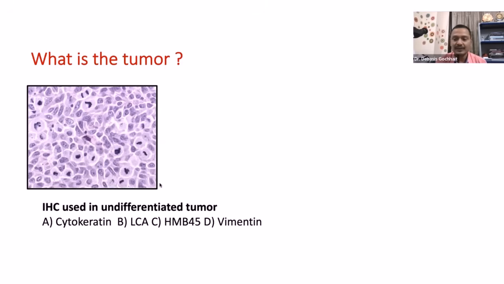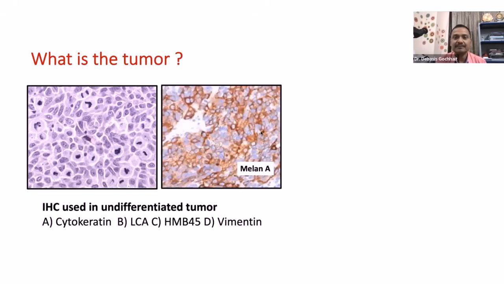Okay, now if I do this and I say that melan-A is positive or HMB45 is positive, then what does this tumor turn out to be? This turns out to be a melanoma. See how it has helped us. Morphologically, I was not sure which subtype. I did some marker and I chose melan-A because it is a more specific marker for melanoma, melan-A from melanoma. So melan-A has come positive. If HMB45 was positive, then also I would have called it a melanoma.